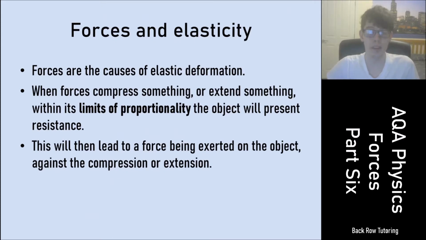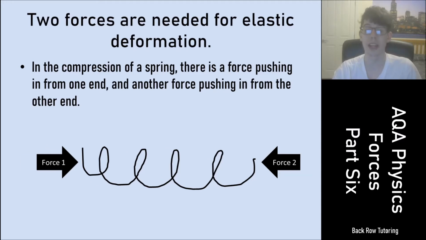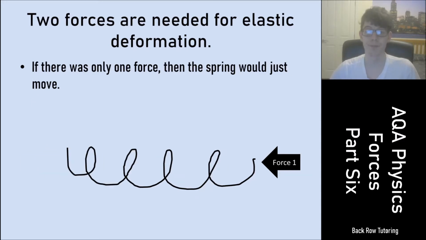Forces are the causes of elastic deformation. When forces compress something or extend something within its limits of proportionality, the object will present resistance. This will then lead to a force being exerted on the object against the compression or extension. Two forces are needed for elastic deformation. In the compression of a spring, there is a force pushing in from one end and another force pushing in from the other end. If there was only one force, then the spring would just move.